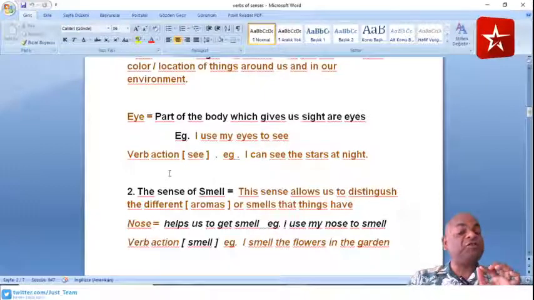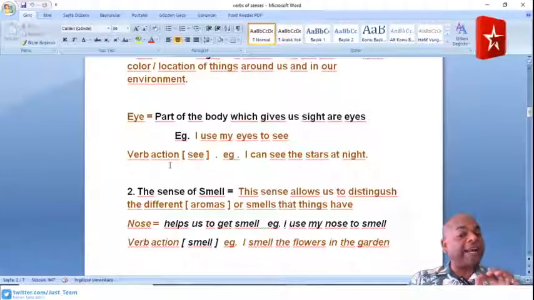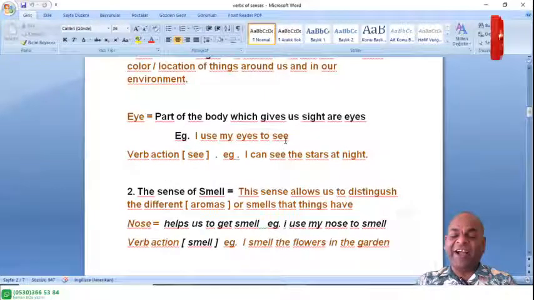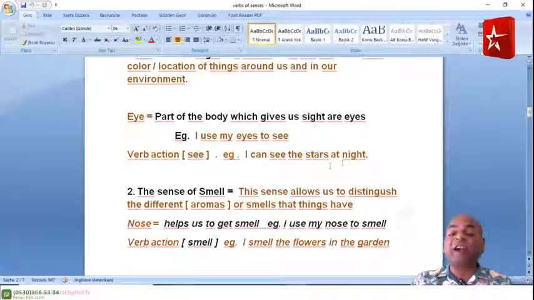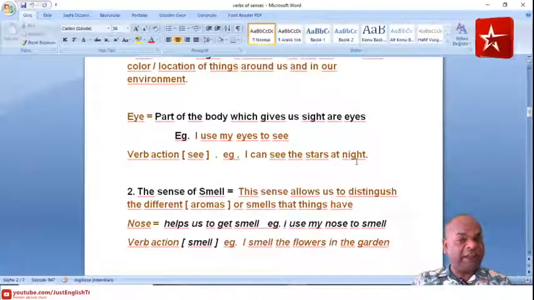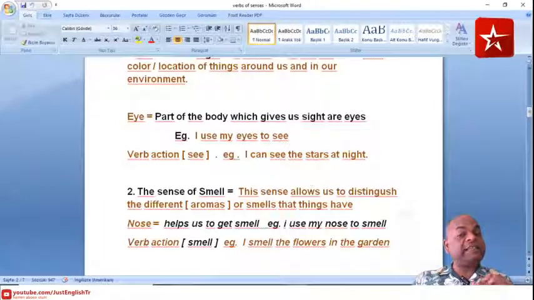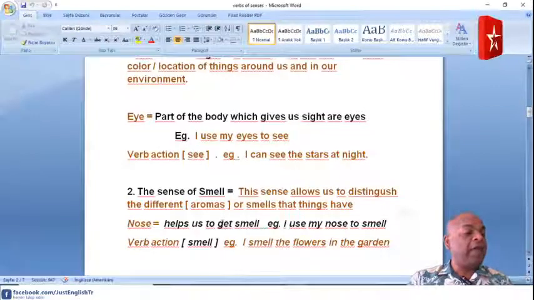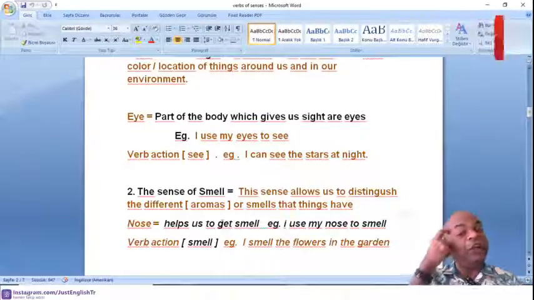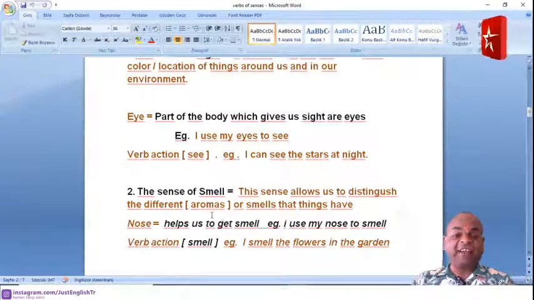Now here guys, remember your verb action is see, alright? Example, I can see the stars at night. Now that's your verb action, and Imra says very clear. Thank you so much for that.